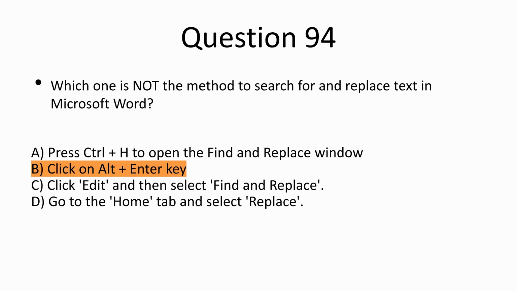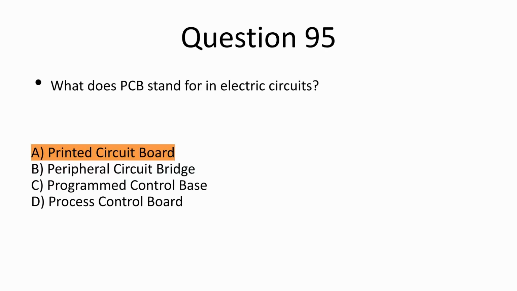For question 94, which one is not the method to search for and replace text in Microsoft Word? The incorrect method is B. Click on Alt plus Enter key. Question 95. What does PCB stand for in electric circuits? The answer is A. Printed Circuit Board.